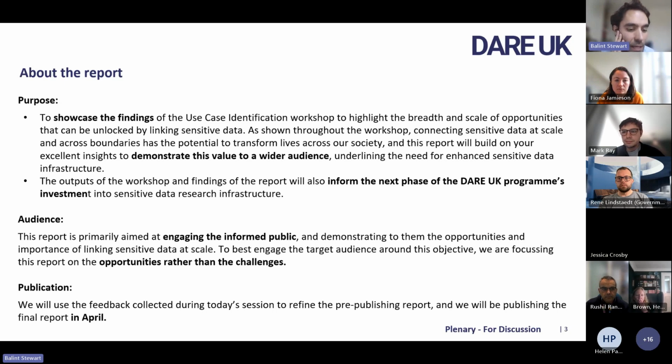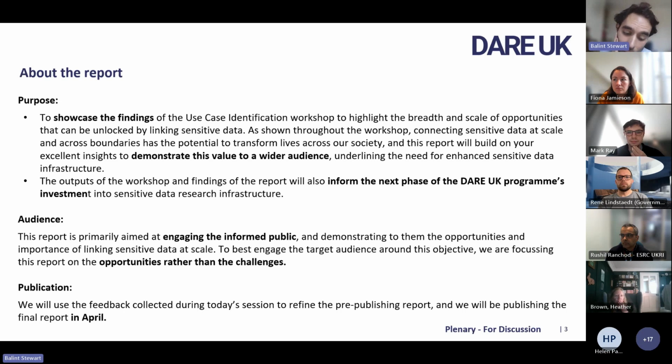So I guess we need to be able, as people working with sensitive data or sensitive data infrastructure, to make the case not just as individuals, but also collectively for the public benefit that can be gained if we want to be able to gain the support from the public and funders to build this kind of research infrastructure. And the report will also help inform phase 2 of the programme.